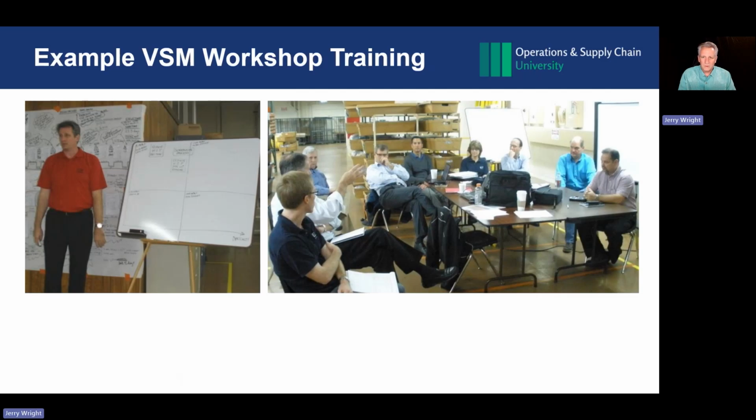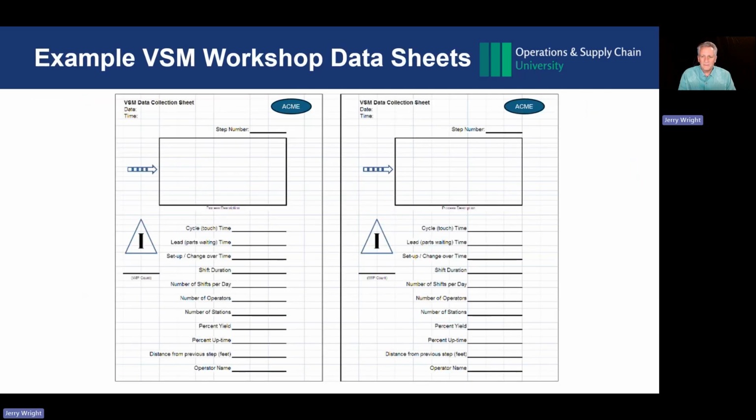Now, John Vaughn, who was one of the members of the team there, brought this data sheet with him from a previous company he'd worked at and said, hey, let's use these. It'll make the VSM process much quicker. And I said, sounds great, John, let's do it. And this is what that VSM data sheet looked like.